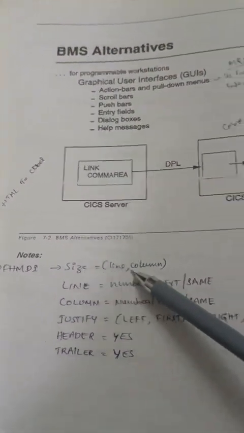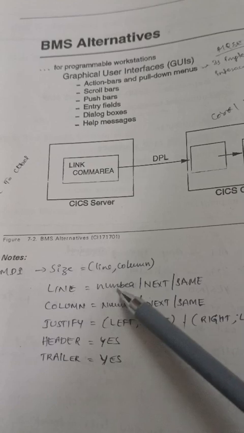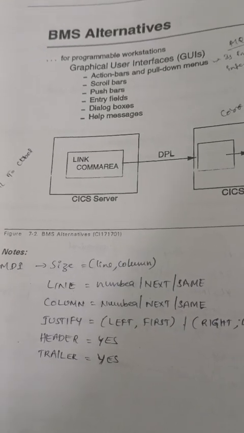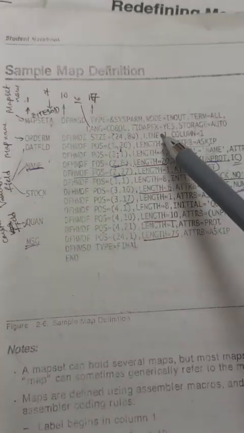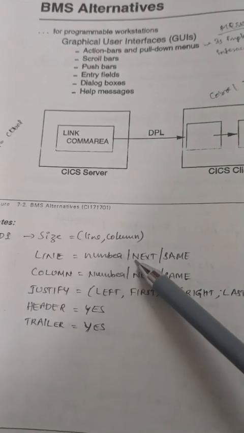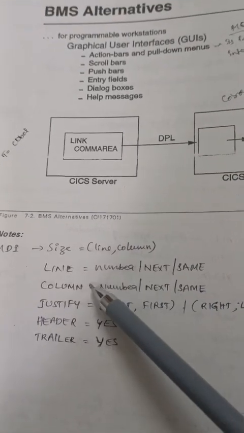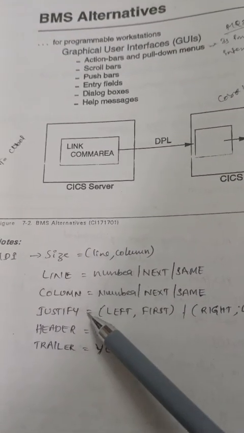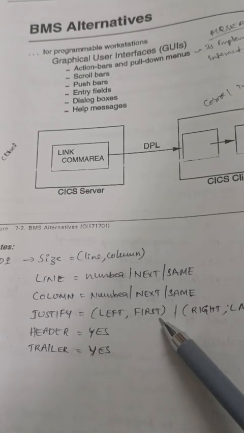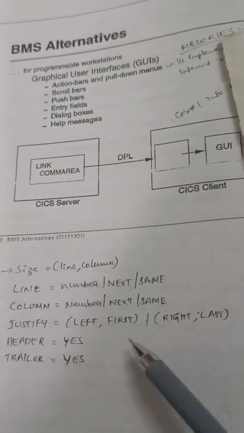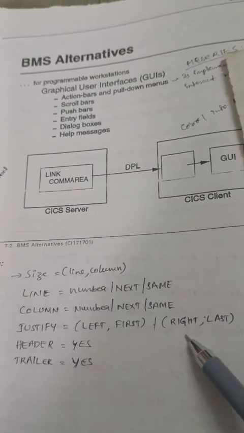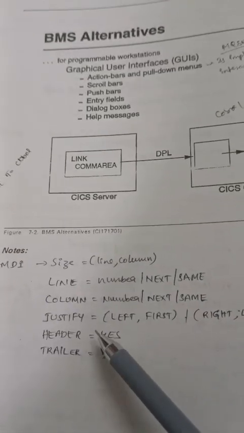And DFHMDI, these are parameters in a line, and we have seen earlier what the line number is where you are going to start. This is the line number. Next, the column number is also there, and justify, where we have mentioned left or right first. These are two optional parameters.